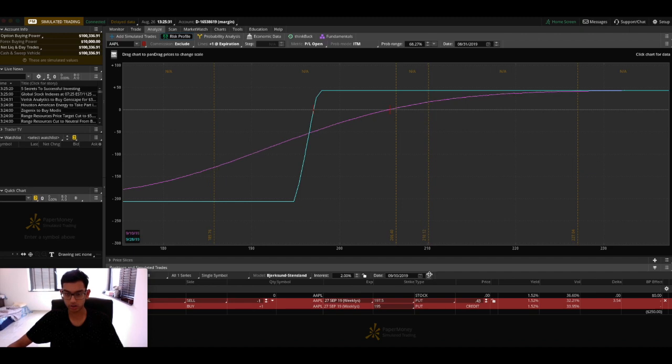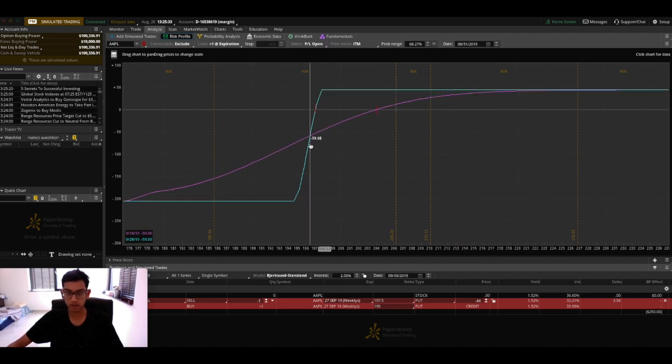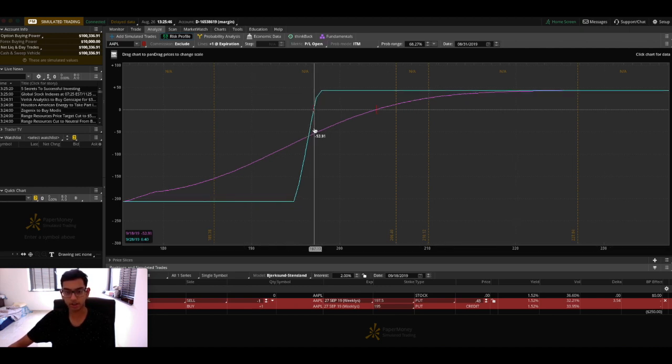So that's for now. You can see that if I opened it up at $206 and by 1 month it went to 197, I'll still be making a profit on this trade. And that just gives me a really big probability.